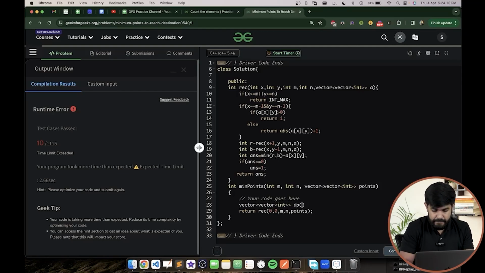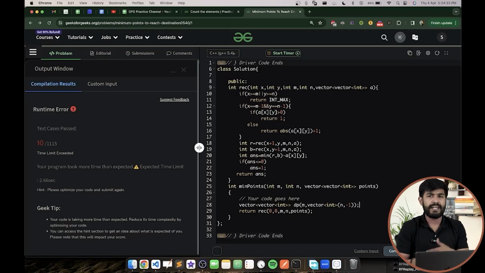okay, named DP with the size m, so that the index 0 to m minus 1 would be present, and the vector int of size n with all the initial values as -1. So that we are just implementing a caching over here. -1 just tells me that no value is present, and we would take that caching with us.